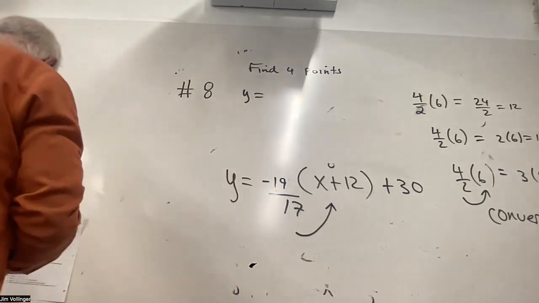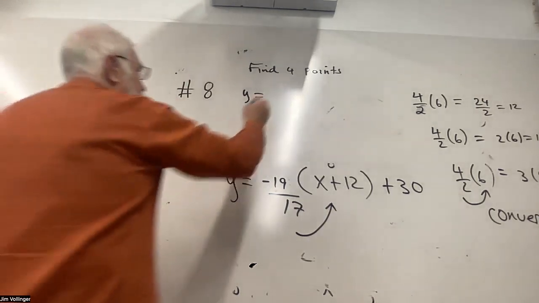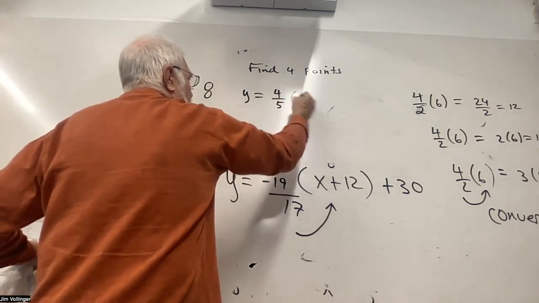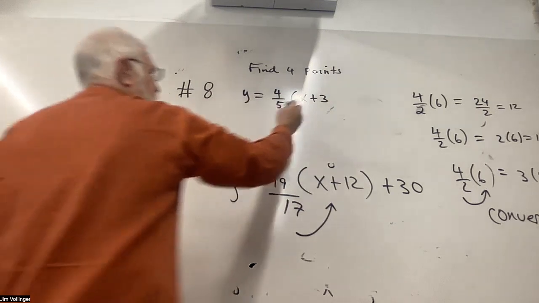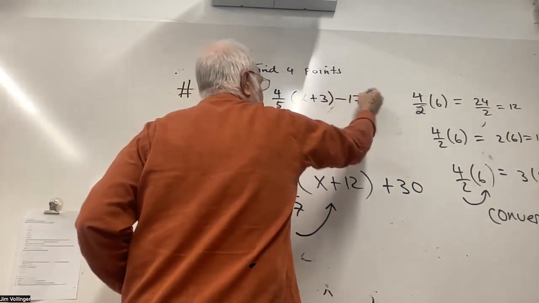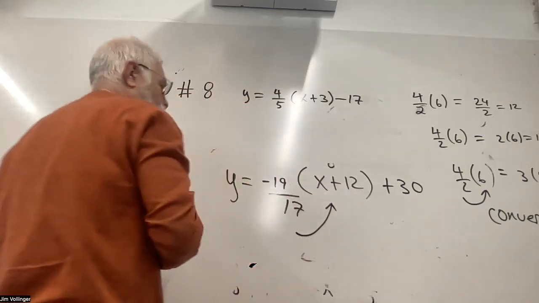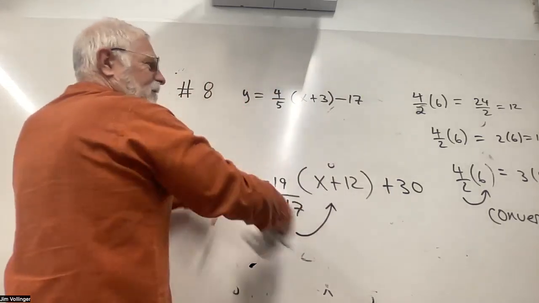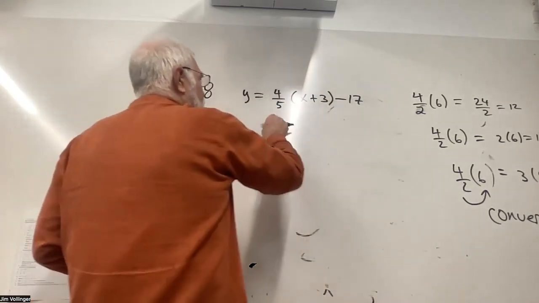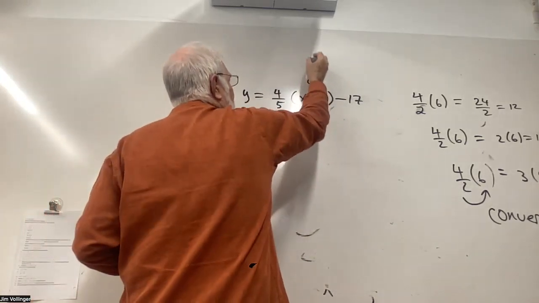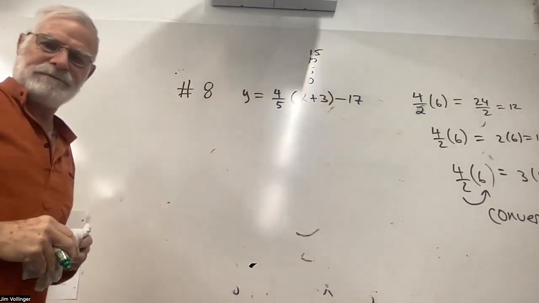4 points on the line. 4/5 times x plus 3, minus 17. Ooh, I must have had 17 in my head. Freudian stuff going on here. All right, so 4 points. I think it has something to do with this. And I hope you're saying 5 goes into 0, 5, 10, and 15. Oh, those are going to be 4 friendly numbers.